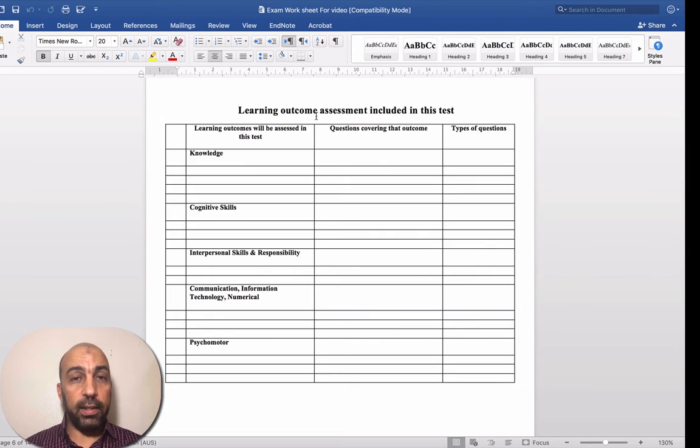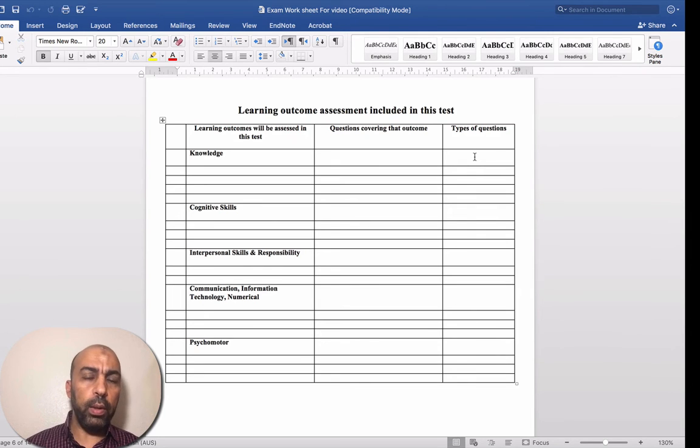Again, these are the learning outcomes which are included in this test only, not for the whole course. So this says this will be K1, K2, K3, C1, C2. Maybe you have some interpersonal outcomes; if you have, it is difficult to have them in the written exam. So write the learning outcomes here, and write here the number of questions which will cover these outcomes and of which type: MCQ, matching, whatever.